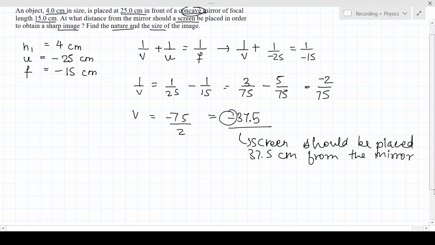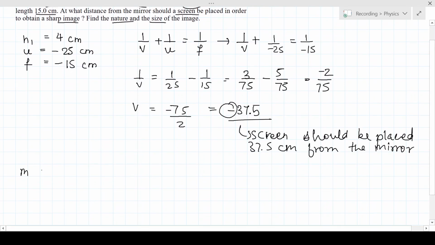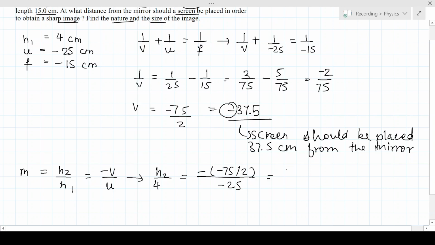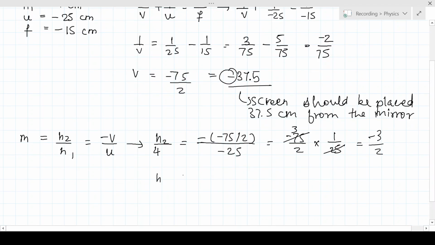Now we need the size and nature of the image. For that we are going to use the magnification, that is h2 by h1, which is also equal to minus v upon u. That gives us h2 upon h1, where h1 is 4 centimeter, is equal to minus of minus 75 upon 2, upon u, that is minus 25. That gives us minus 75 upon 2 multiplied by 1 by 25, cancel out, that gives us minus 3 upon 2. Then h2 is equal to minus 3 upon 2 into 4. Simplify this, you get minus 6.